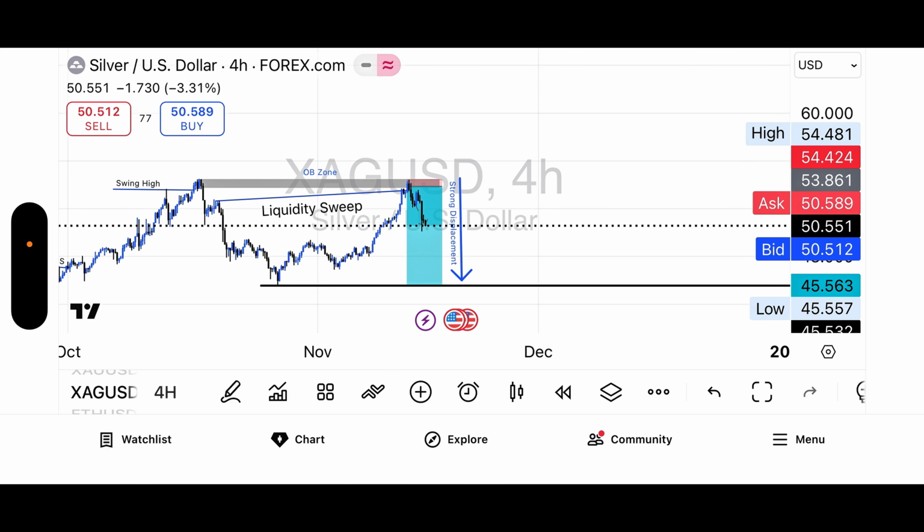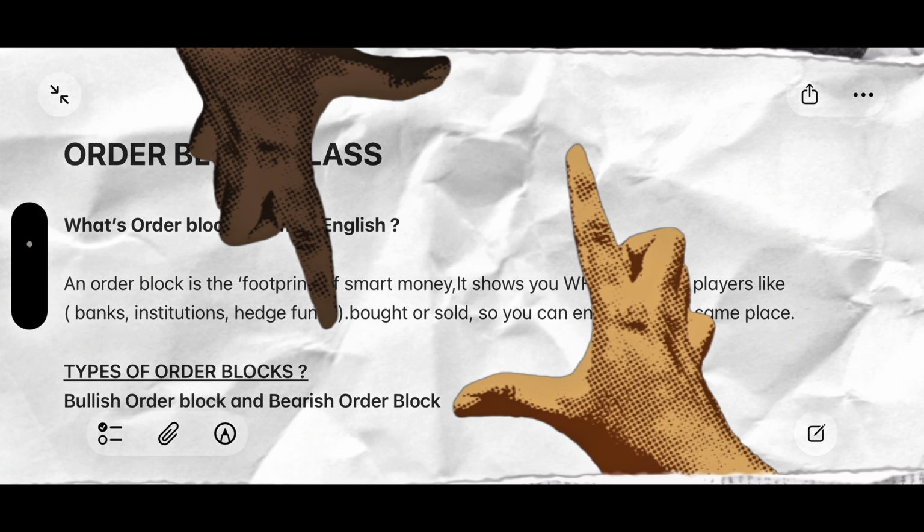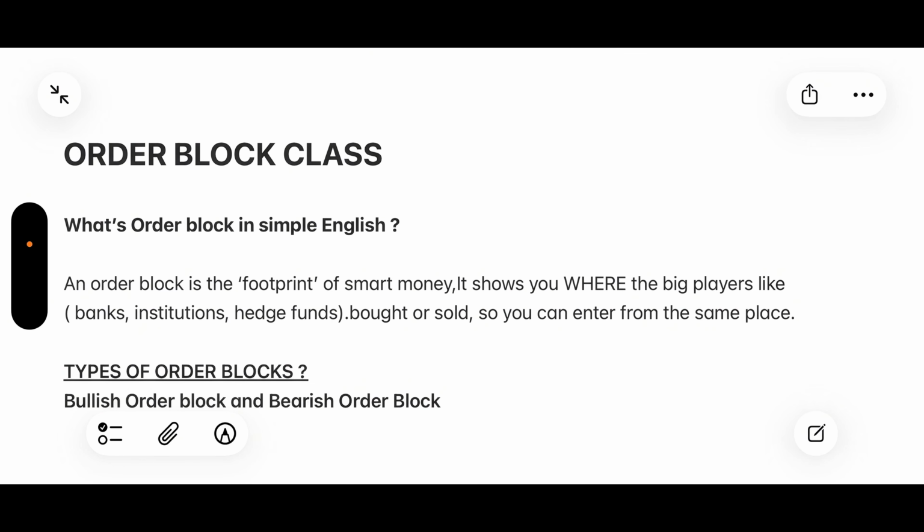And if you stay to the end of this video, you will be able to spot a valid order block with 100% confidence, even if you're a total beginner. Let's begin. Make sure you don't fast forward this video and watch to the end, because if you miss just one detail, the entire strategy collapses. All right, let's break it down step by step.